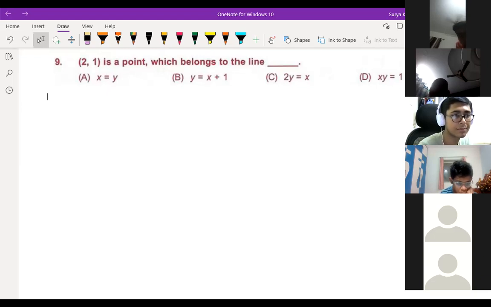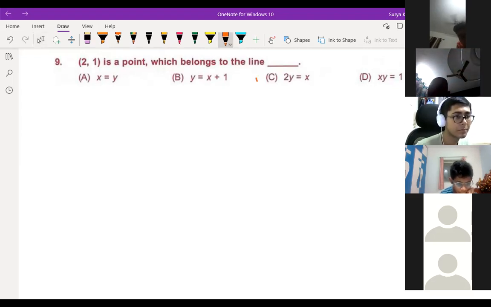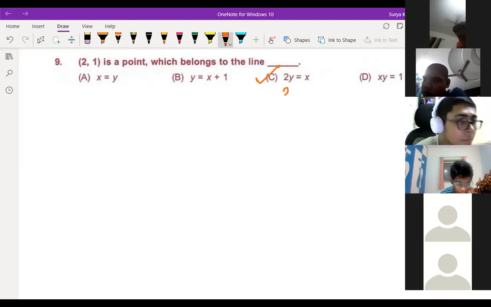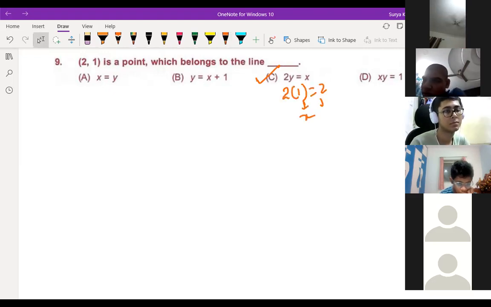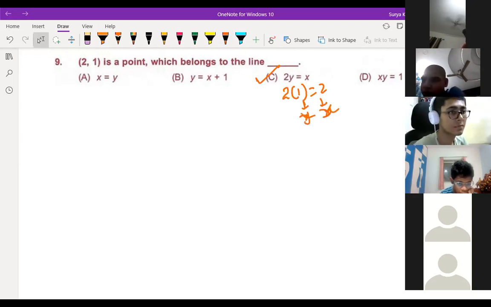C, right? Yes, sir. If you put 2 into 1 is equals to 2. Nishant, it's clear? Yes, sir. So C is the correct option, because if you put here 2 into 1 is equals to 2. So X is 1 and this is Y. Sorry, this is your Y and this is X.